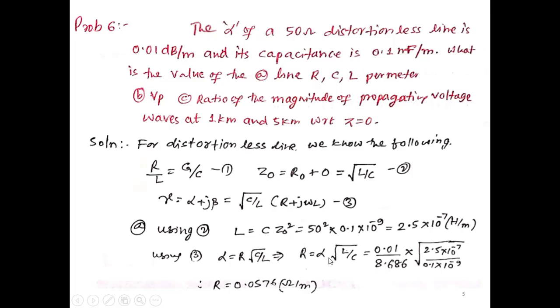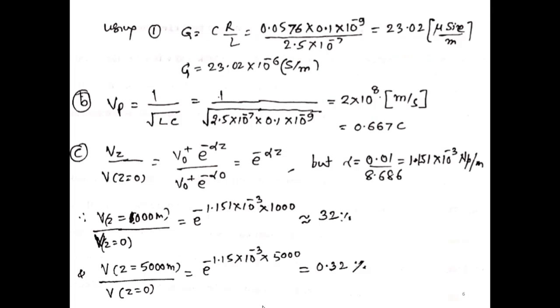So to convert alpha in dB to nepers per meter, you have to divide dB by 8.686. Therefore, R is equal to 0.01 dB divided by 8.686 into under root of L, which is 2.5 into 10 raised to minus 7, divided by C, which is 0.1 into 10 raised to minus 9. Then if you simplify this, we'll get R is equal to 0.0576 ohm per meter.